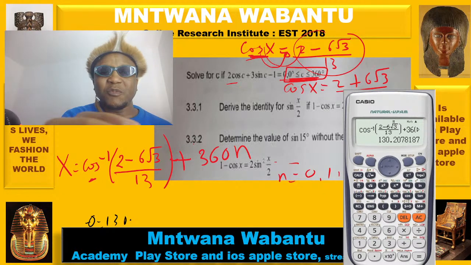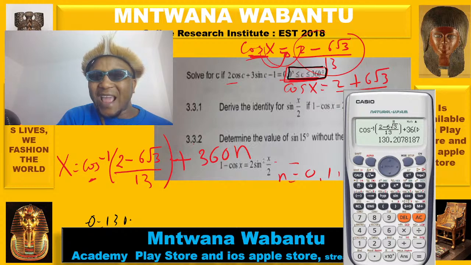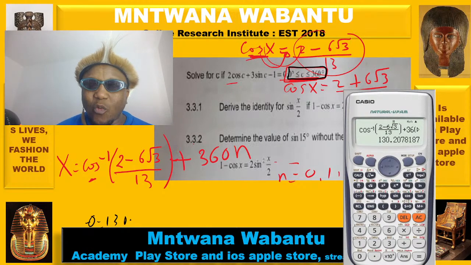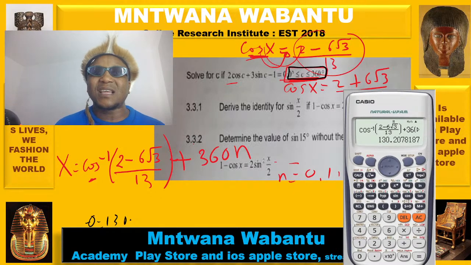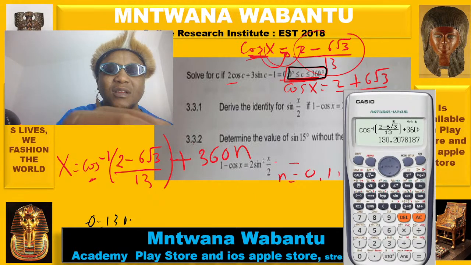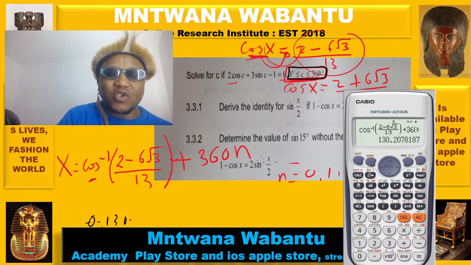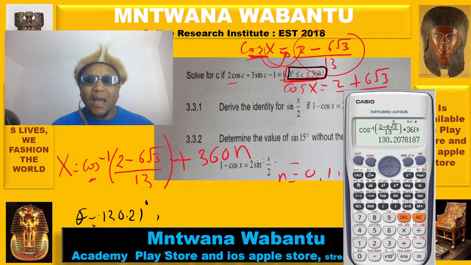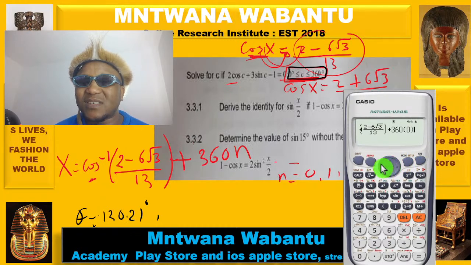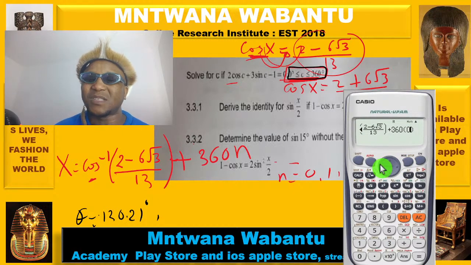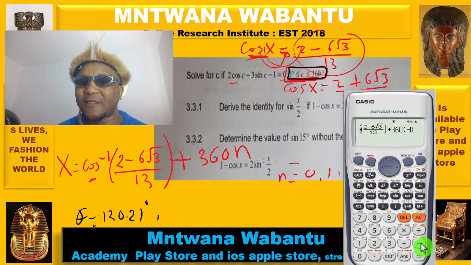Let me use the black color. We need angles from 0 to 360. The angle I just got is 130.21, or 0.21 if approximated. I need that, because that angle lies within the restriction of 0 and 360. So the first angle is theta equal to 130.21 degrees. Now in the position of n, let's go to the negative. Let's press -1, because integers must be negative and positive, and see what we get.